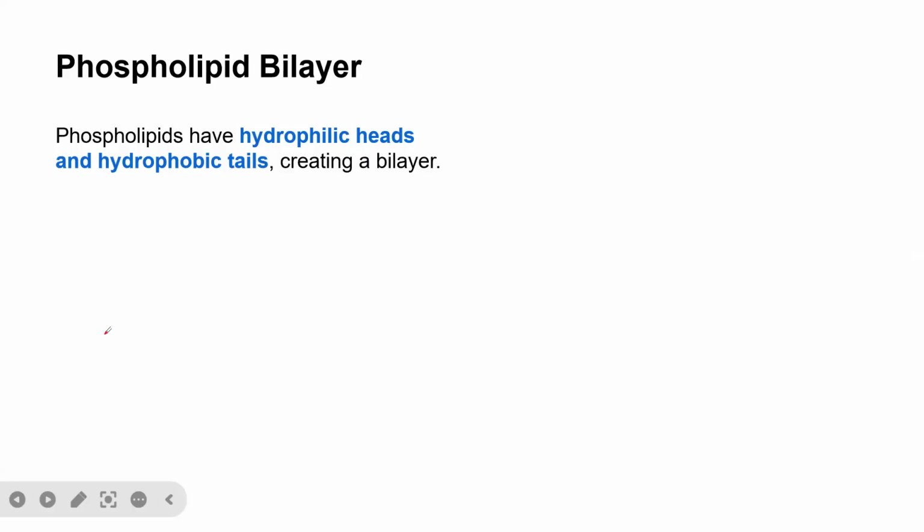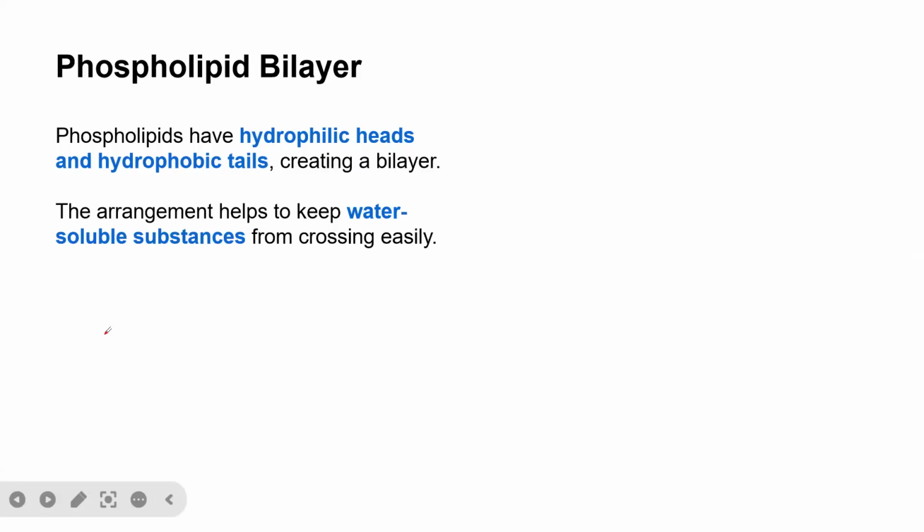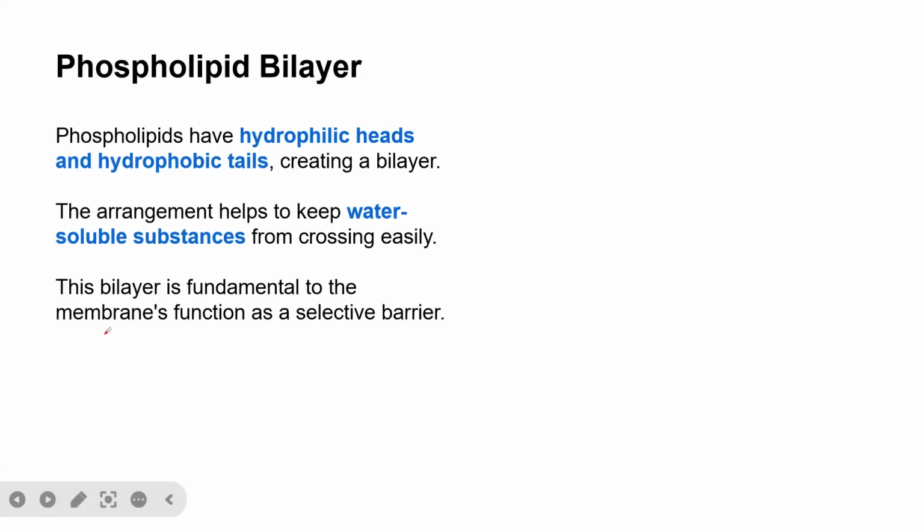So this phospholipid, which has hydrophilic heads and hydrophobic tails, is what actually creates the bilayer, that is the double layer of the cell membrane. This arrangement helps to keep water-soluble substances from crossing easily. If a water-soluble substance is trying to get into the cell, it will be interacting with the hydrophilic head, which is the polar component, the water lovers. Hydrophilic means they like water, so they interact with water-soluble substances.